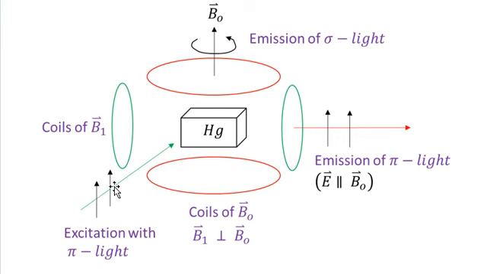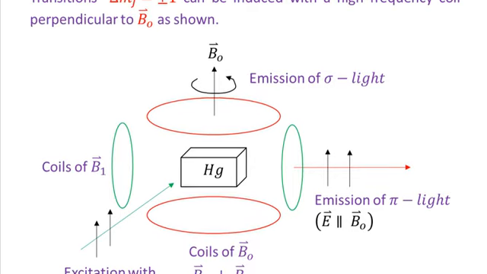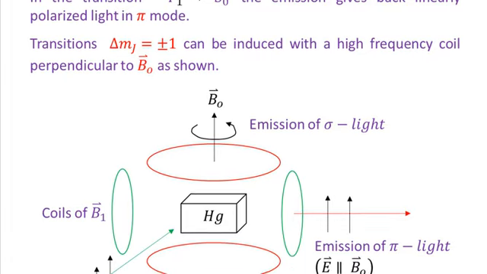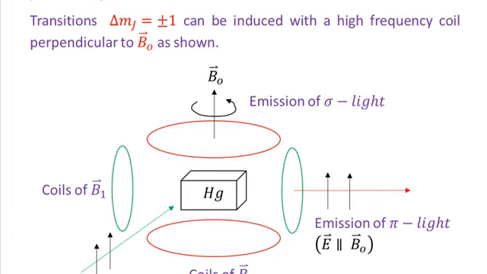You can see that the incident light, which is shown with the two electric fields, is a pi light with the electric field parallel to the magnetic field B naught, and it is incident on the cuvette containing mercury atoms. The mercury atoms will absorb the light, and the light will be used to excite the mercury atoms to the mj is equal to 0 level. That is, we shall carry out the excitation from the ground state 1s0 to the mj is equal to 0 level of the 3p1 state.